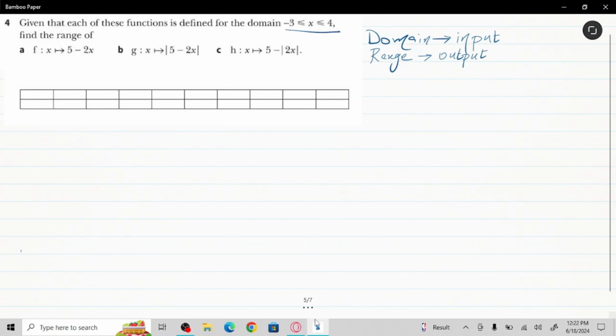If you don't understand these two terms clearly, you can go to exercise 1.1. I have a lecture about that, and it's explained clearly there. For now, we have been given the domain and we have to find the range. For example, in question 4a, we have been given the equation f(x) = 5 - 2x, and we are told to find the range of the values of this equation if we input values of x from -3 up till +4.